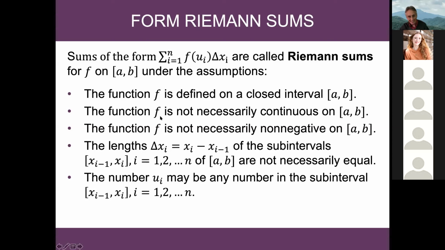This is kind of crazy, it doesn't seem. It doesn't necessarily have to be continuous on that interval 0 to b. It doesn't have to be non-negative. The subintervals are not necessarily equal. And you can pick any number in the subinterval. It doesn't have to be the left, doesn't have to be the right, doesn't have to be the middle, okay?